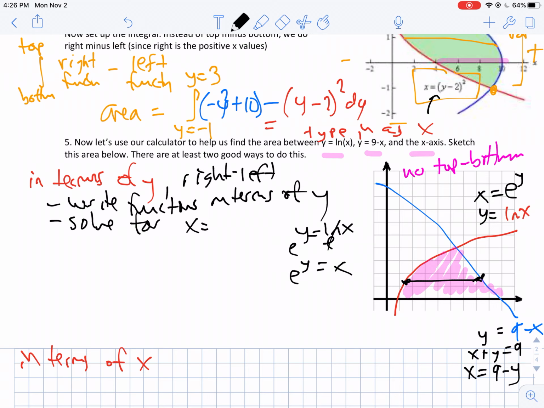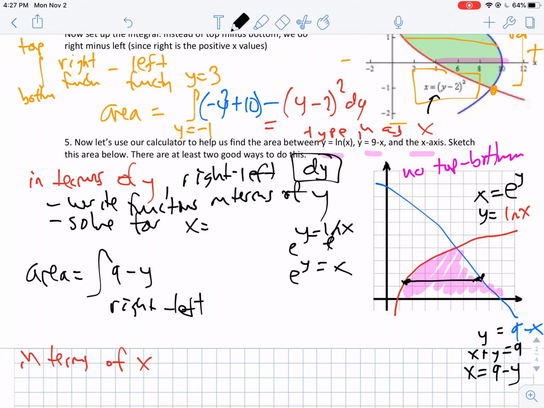So when I'm doing a right minus left, I need to do it in terms of y. It's going to be dy. So if I think of this as a right function minus a left function, I can think of that area as integrating a right minus a left. My right function is 9 minus y. My left function is e to the y. And my bounds here are y equals 0 at the bottom, right? But then what is the top bound? I need to find that intersection point.